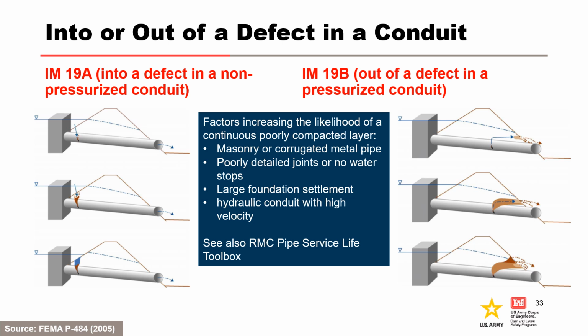poorly detailed joints such as no water stops, settlement of the conduit, and conduit operation, such as a hydraulic conduit with high velocity. See also the RMC Pipe Service Life Flaw Toolbox for factors influencing the likelihood of an open defect in conduits.